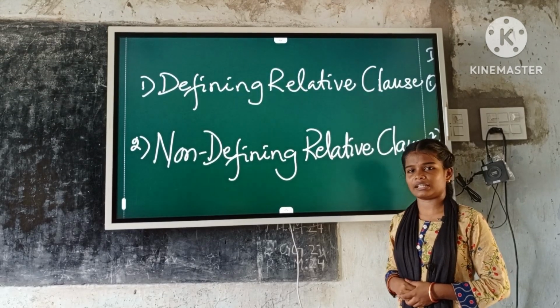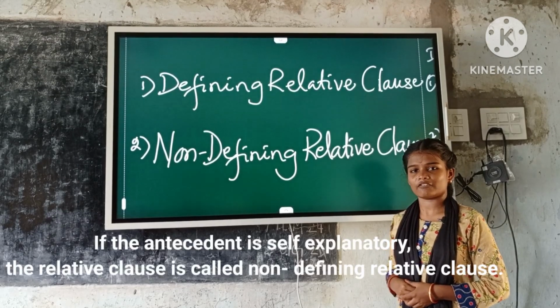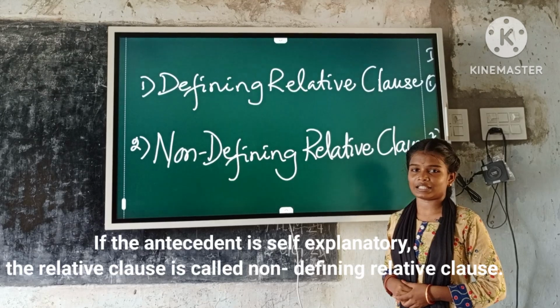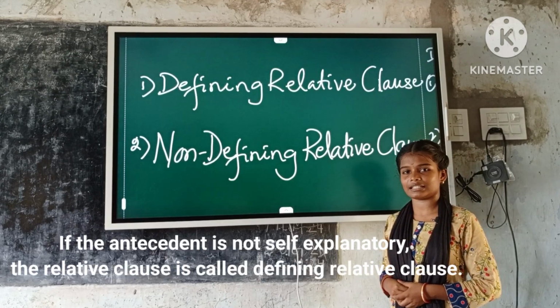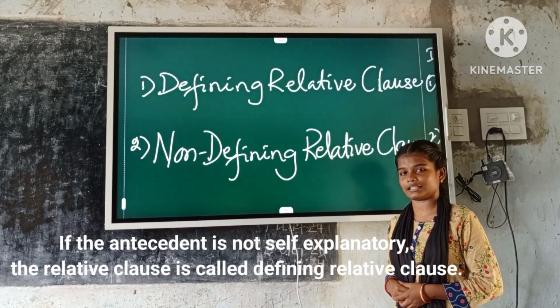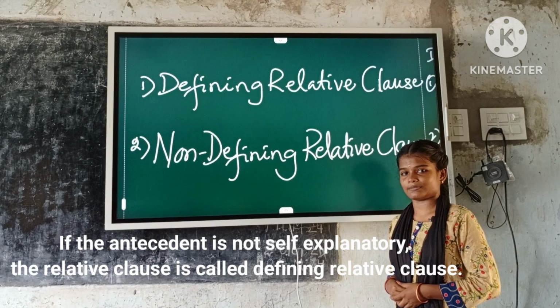It depends on its antecedent. If the antecedent is self-explanatory, the relative clause is non-defining relative clause. If the antecedent is not self-explanatory, the relative clause is defining relative clause.